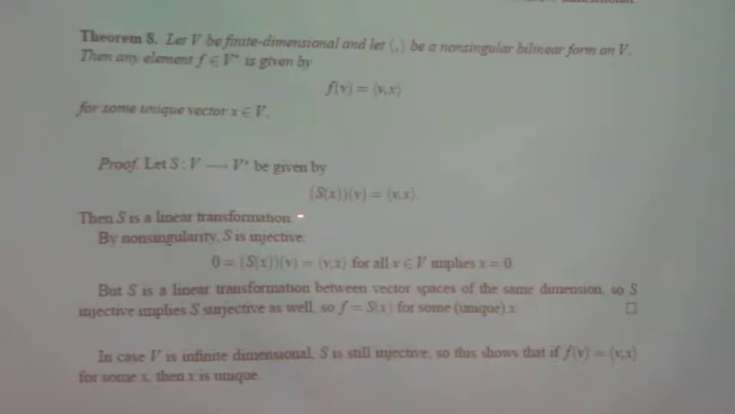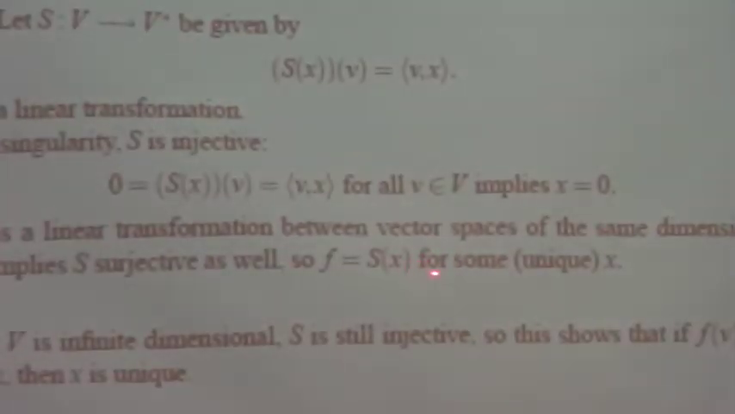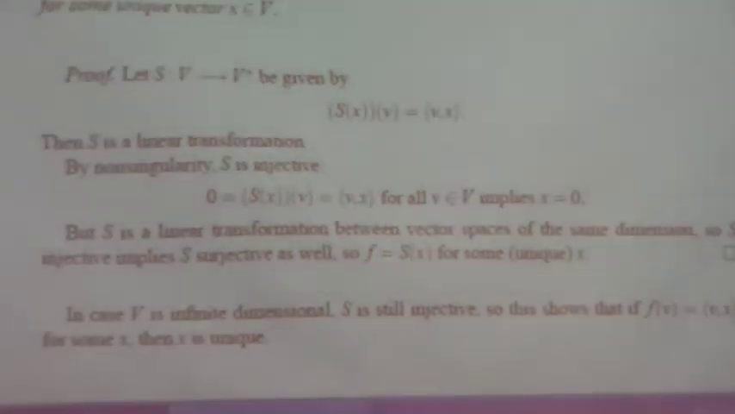Now we have the condition of non-singularity, and non-singularity is exactly what we need for this map S to be injective. Because what does it mean to say that S of x is 0? It means it's the 0 function. So that says S of x of v is 0 for every vector v. Well, S of x of v is just (v, x). That says (v, x) is 0 for every vector v, and that's exactly the condition of non-singularity that only happens for x equals 0. So we have a linear transformation between vector spaces of the same dimension. In elementary linear algebra, dimension count says that if it's injective, it's surjective as well. So f is S of x for some unique vector x, so f of v is (v, x).